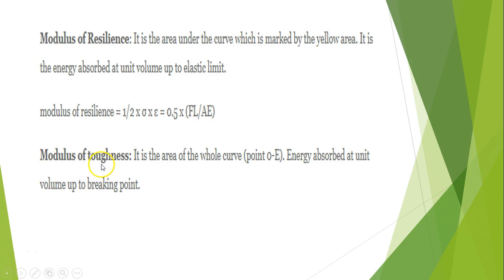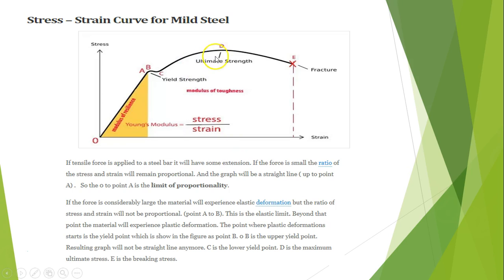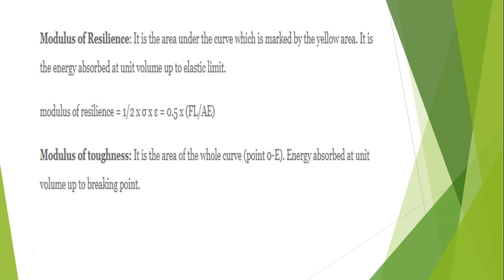While the modulus of toughness is the area of the whole curve from point O to E, the energy absorbed per unit volume up to the breaking point. This one is the modulus of rupture, the area of the curve starting from that point until the fracture E. This is the modulus of toughness, the area of the whole curve from point O to E.